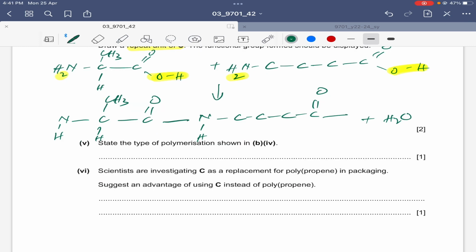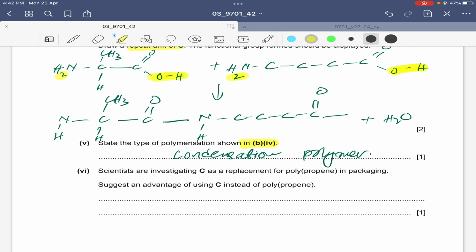State the type of polymerization shown in B4. So this is condensation polymer because an amide link is being formed, right? And a water molecule is released. So this is condensation polymer.